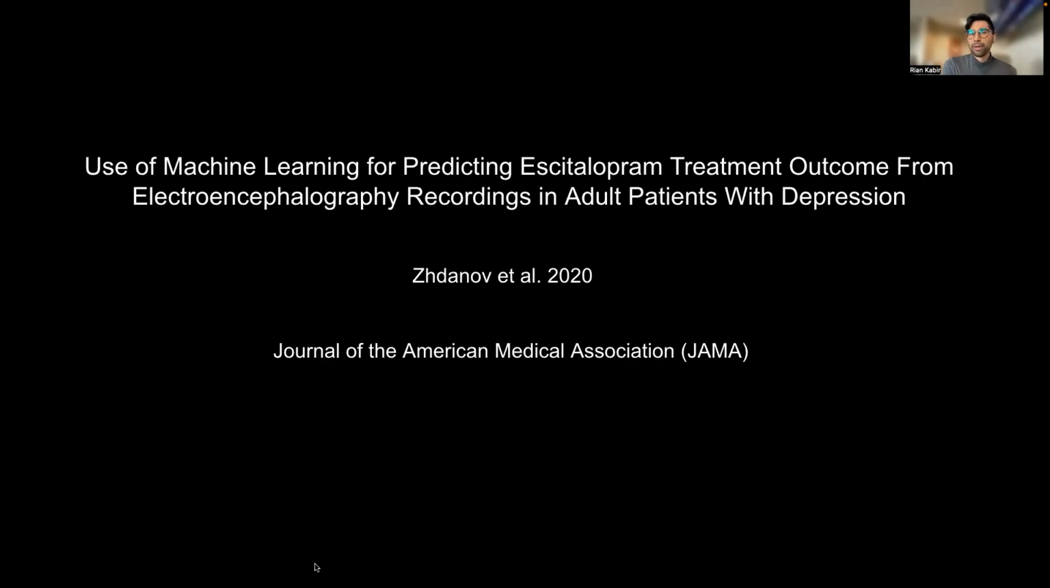And so the paper that we'll be discussing today is titled Use of Machine Learning for Predicting Escitalopram Treatment Outcome from Electroencephalography or EEG recordings in adult patients with depression. It's by Zandov et al., published in 2020 in JAMA.